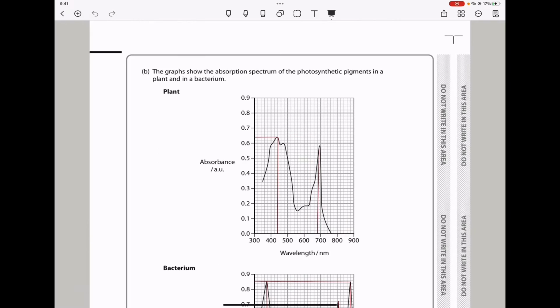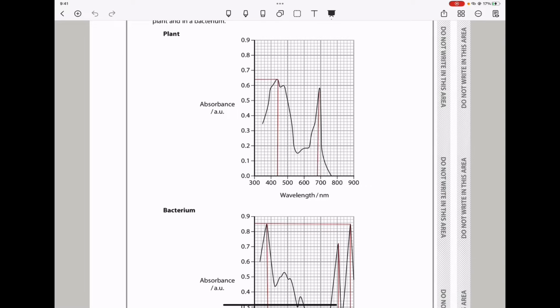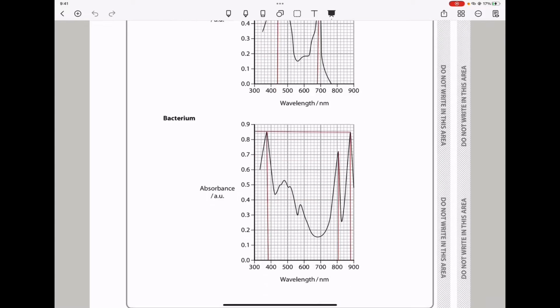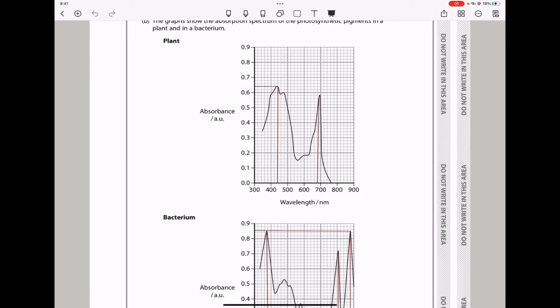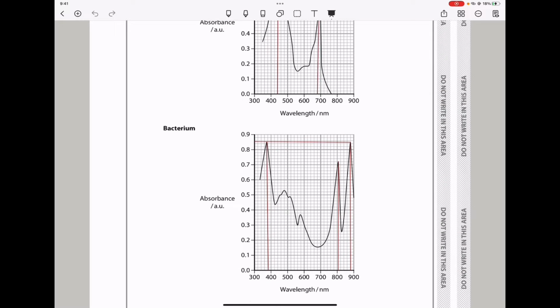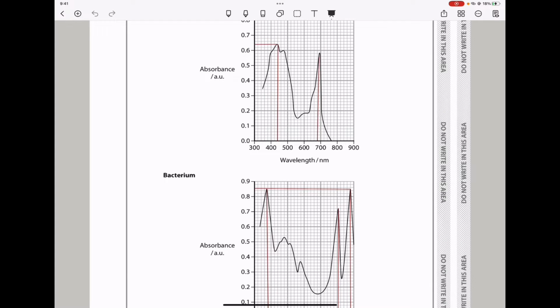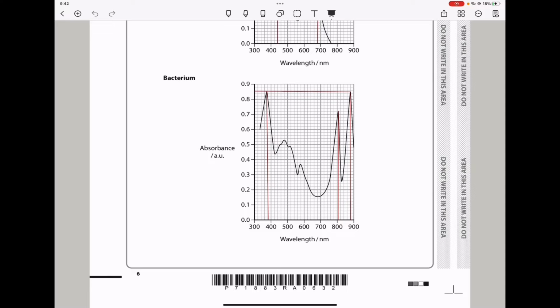Moving on. In part B, the graph shows the absorption spectrum of photosynthetic pigments in a plant and in a bacterium. So we have the plant, you can see that, and the one for the bacterium down here. When we compare the results, we can see there is absorbance over a smaller range here in comparison to that in bacterium, where we have it over this region and again this region. So bacterium have absorbance over a wider range, and we also see the absorbance is higher. While this is below 0.7, this is already above 0.8. So higher absorbance here and absorbance over a wider region in comparison to the plant ones. So moving on.